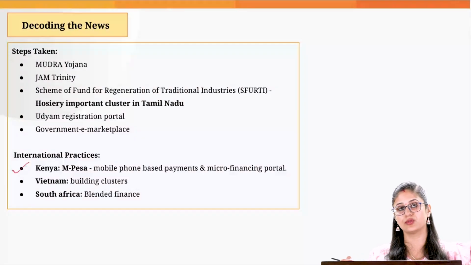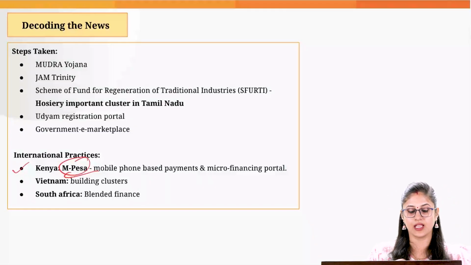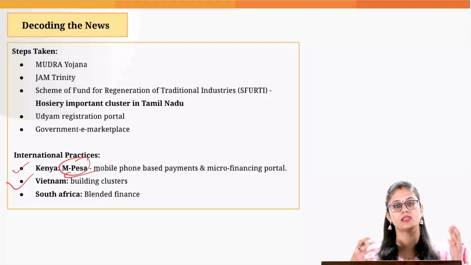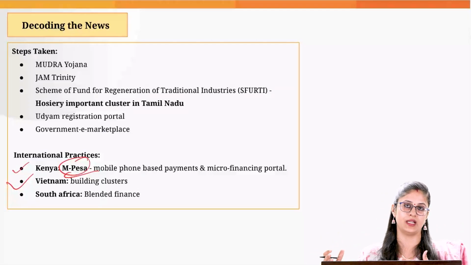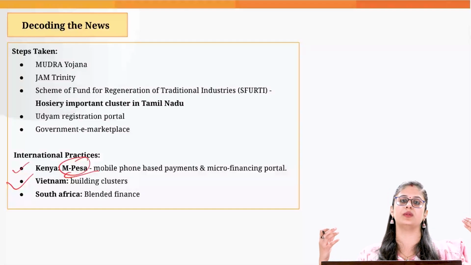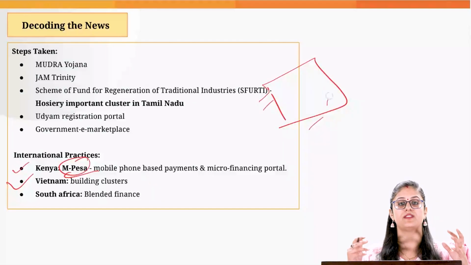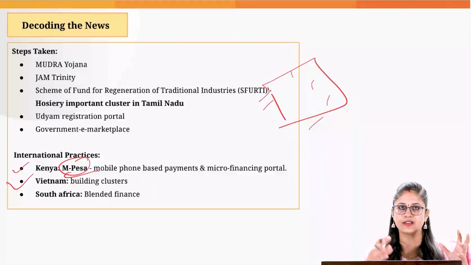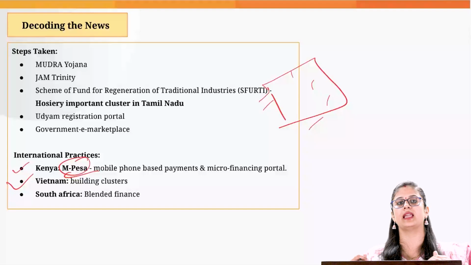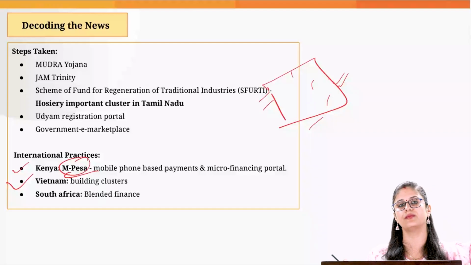For example, Kenya provides finance to the MSME sector through a mobile-based payment system, M-Pesa. Vietnam is going with the cluster-based approach. This is something that we need to incorporate in India also. The cluster-based approach helps in improving economies of scale, because at one place we are providing all the requisite facilities: water, electricity, better connectivity, etc. That helps in realizing the economies of scale. So this is something we need to learn from Vietnam also.